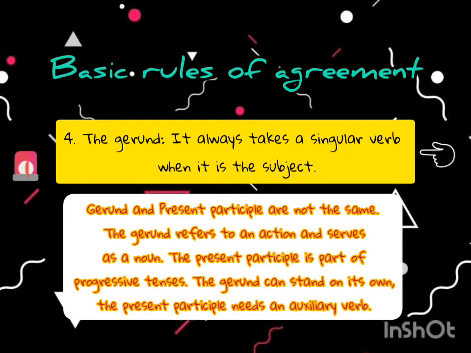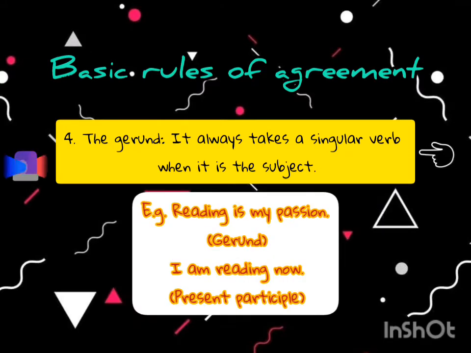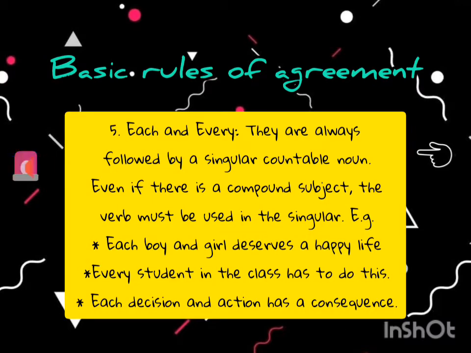It is not the same as the present participle. Remember that the present participle is part of progressive tenses. The present participle needs an auxiliary verb to complete its meaning, whereas the gerund does not need any kind of verb before it. Number 5. Each and every. They are always followed by a singular noun, and even if there are two nouns joined by and, the verb must be in the singular.